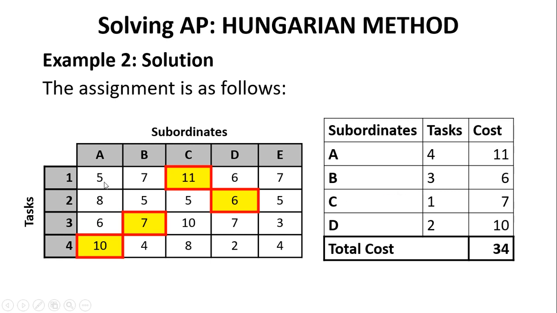We have task 1 to subordinate C, task 2 to subordinate D, task 3 to subordinate B, and task 4 to subordinate A. So this is the summary of the assignment, and this gives us a total maximum efficiency equal to 34. So this is how you can solve an unbalanced assignment problem, which is also a maximization problem, using the Hungarian method.